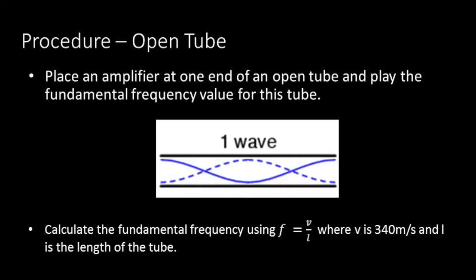Let's begin this demo by placing an amplifier at one end of an open tube and play the fundamental frequency value. To calculate the fundamental frequency, use the equation f = v/L, where v is the speed of sound, 340 meters per second, and L is the length of the tube.